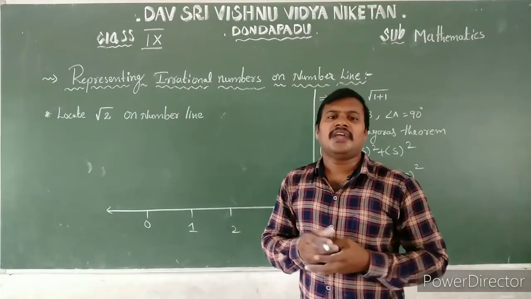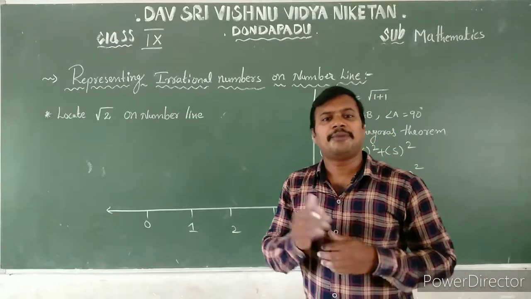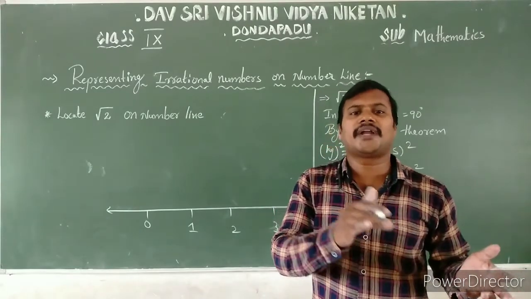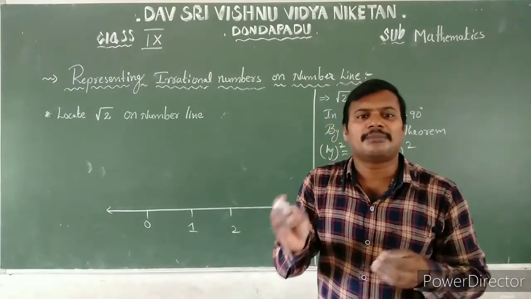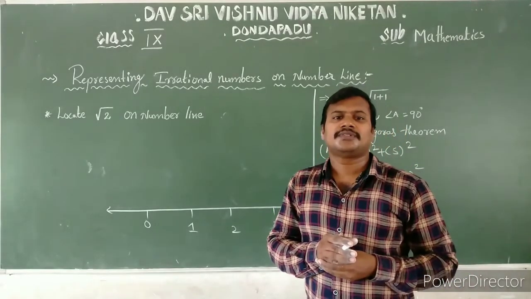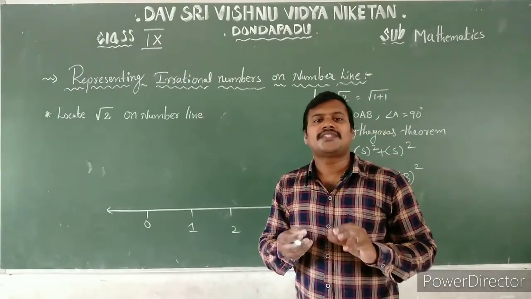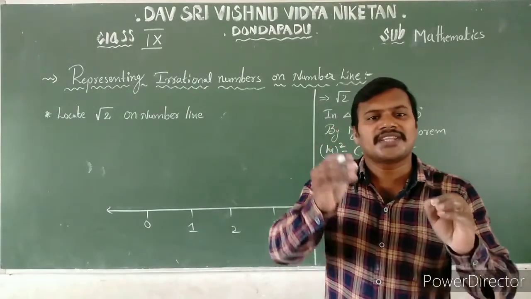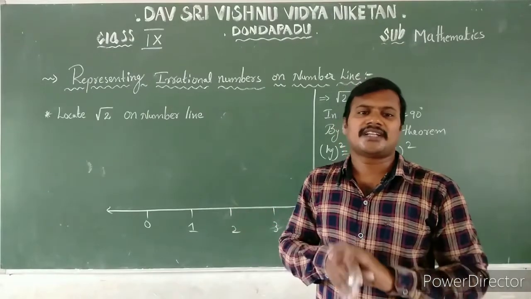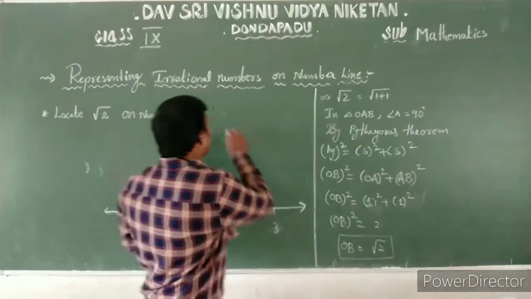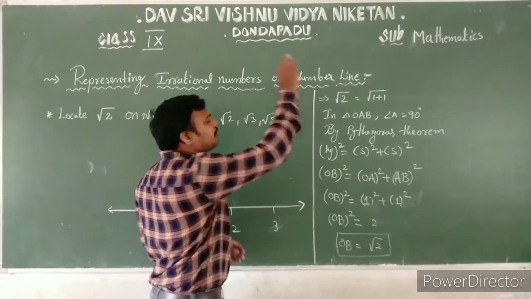We know that numbers which we cannot express in the form of p by q, where p and q are integers and q is not equal to 0, we cannot express on a number line also. Such numbers we call irrational numbers. For example, root 2, root 3, root 5, so many numbers we have.